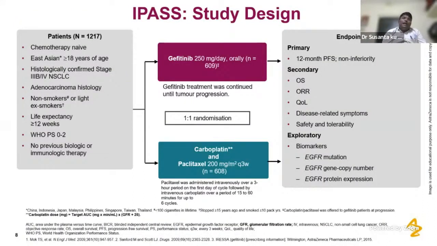So here is the IPASS study, which is the landmark study for metastatic lung cancer. Before that, we thought lung cancer had very short survival, because before the TKI we predicted 6 to 12 months of overall survival of stage 4 cancer. After this IPASS study, our concept was changed.